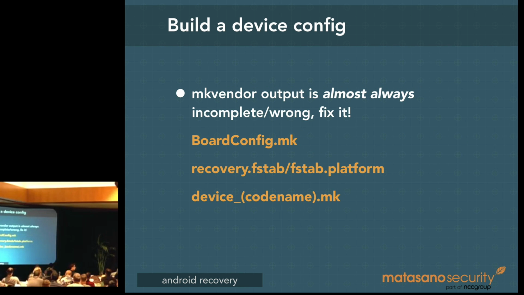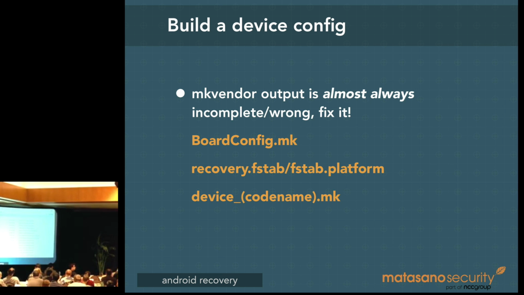So unfortunately, make vendor output is always wrong and pretty incomplete. It gives you the files you need to get going, but it almost always needs custom attention paid to it. So don't take what it generates for you at face value, because it's not going to build. But I'll talk about the 3 most important files that get generated here, which are the board config, the fstab I mentioned earlier, and then a device codename make file that gets generated.